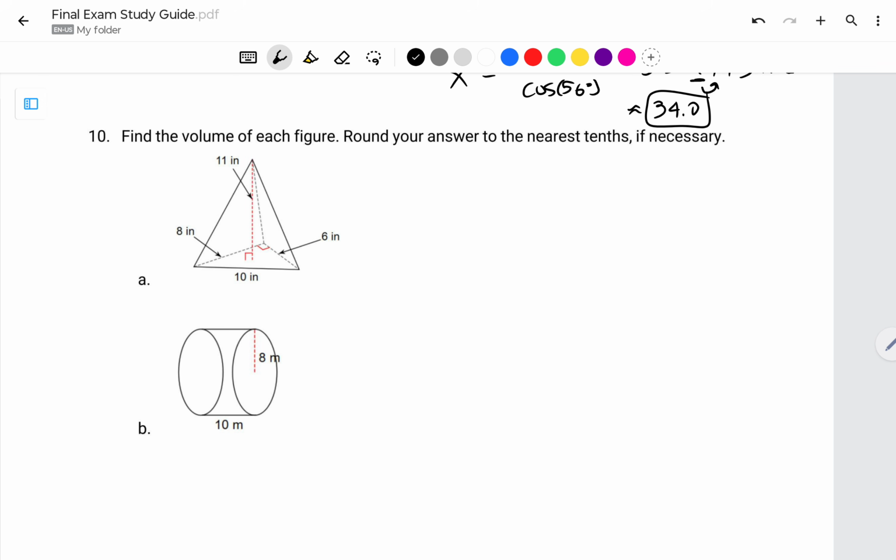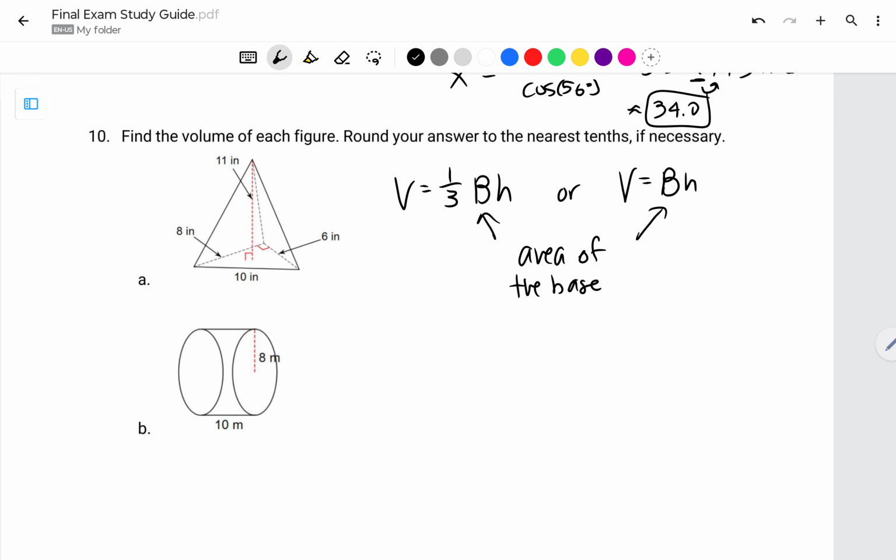Okay, let's finish this up. Volume. Again, volume is always going to be important. We have to remember some of these volume formulas, but it's only 2 things, right? Volume is equal to either 1/3 capital BH or just capital BH. Capital B is the area of the base, and H is the height.